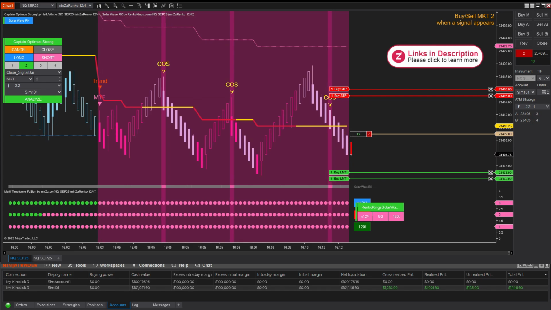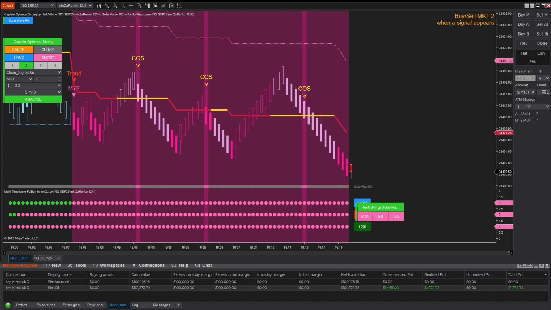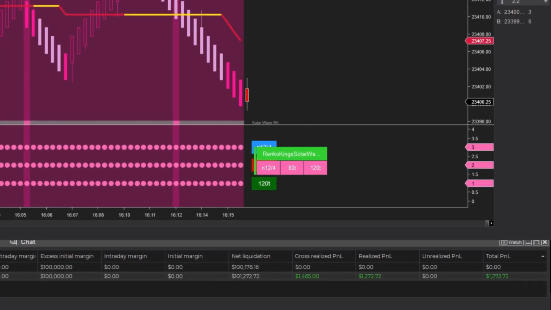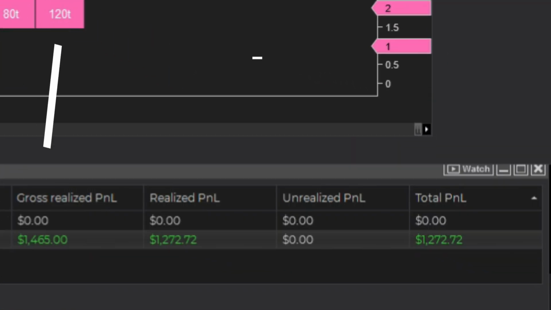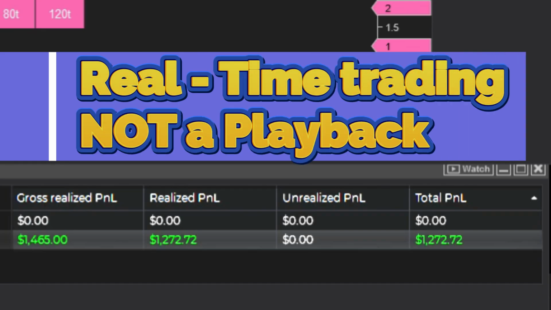That wraps up today's live trading session. I hope this concept helps you get a clearer picture of how important trend alignment is and why fixed ATM strategies may not always be the best fit for dynamic market conditions.